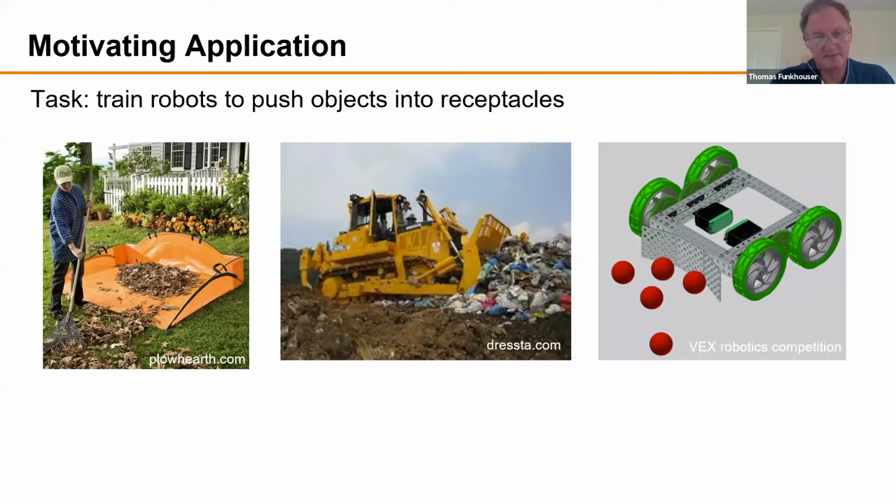One is, it seems like it's a real task in that when you're raking leaves or picking up trash or things like that, it's something you might want to do. And it's also sufficiently complex that handcrafted policies would seem difficult to achieve. And so reinforcement learning seems like a good candidate for learning policies that are able to do this job.